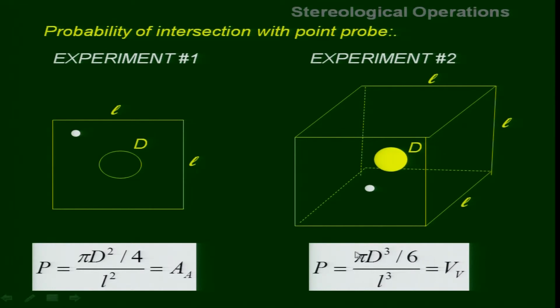And if you look at it, this ratio is nothing but the fraction of the volume occupied by the sphere inside the cubic box, and this is what we can call the volume fraction. Both of these results can be proved rigorously, but I am going to skip the rigorous proof behind them in this set of lectures.